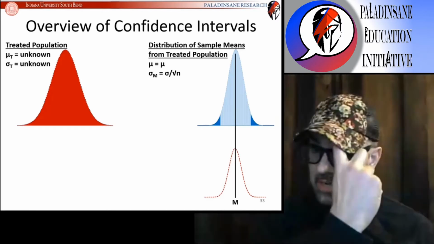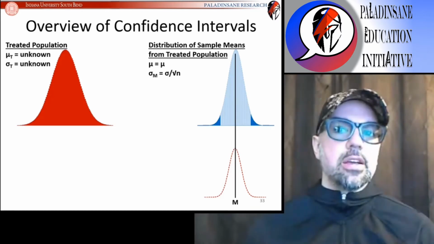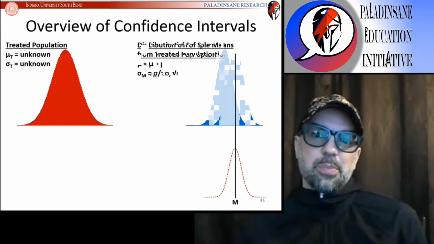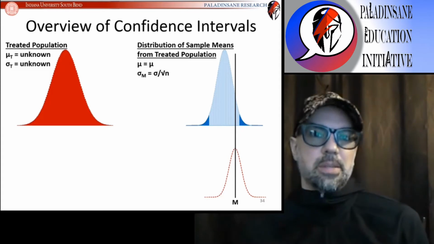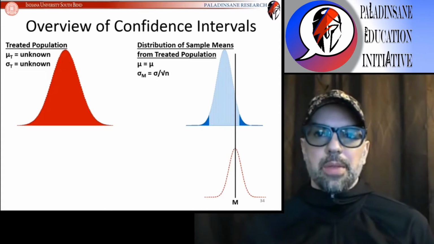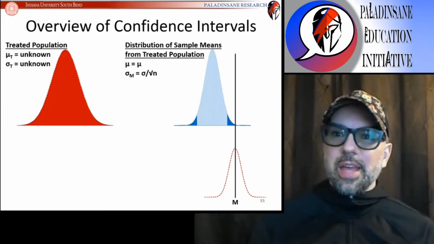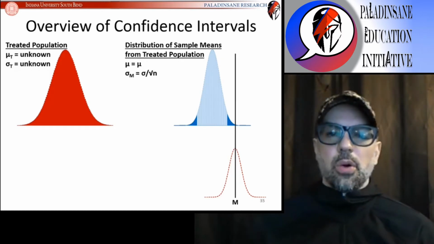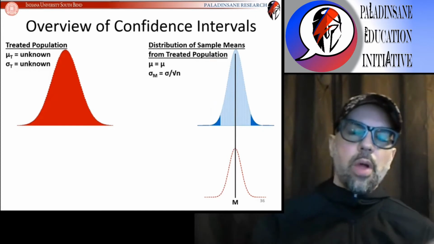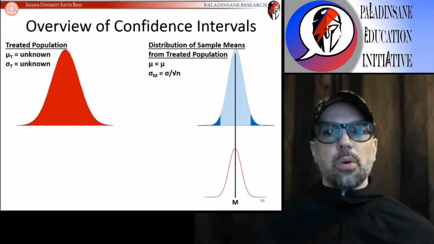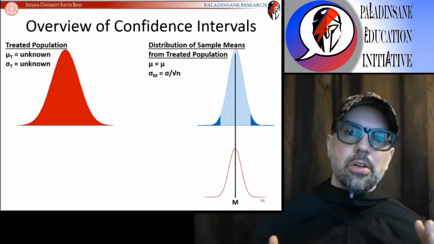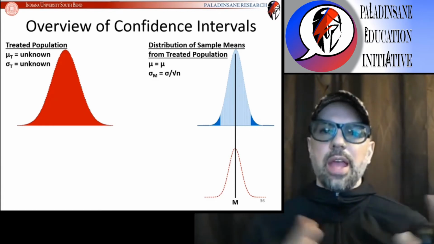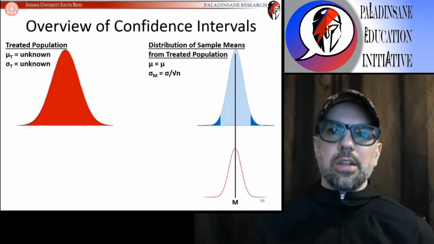Maybe it came from the center, in which case it would be a very good estimate of the treated population's mean. Maybe it came from this portion, in which case it would overestimate slightly the treated population mean. Maybe it came from one of the tails, in which case it would really overestimate the treated population mean. So we can't be sure where our sample came from. So what we're going to do is make an interval so we can have a certain level of confidence that we estimated that population mean correctly.